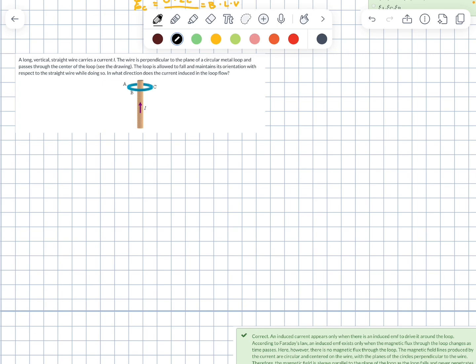Okay, moving on to the second problem of week 4B homework. We have a long vertical straight wire that carries a current I. The wire is perpendicular to the plane of the circular metal loop and passes through the center of the loop. The loop is allowed to fall and maintains its orientation with respect to the straight wire while doing so. In what direction does the current induced in the loop flow?